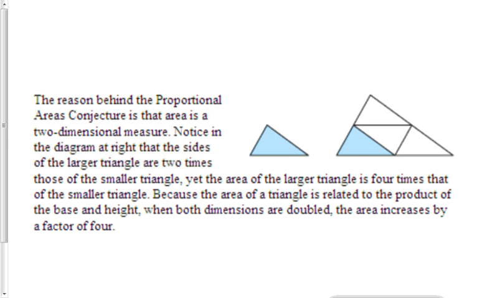So here's a visual of that conjecture. It says the reason behind the proportional areas conjecture is that area is a two-dimensional measure. Notice in the diagram at the right that the sides of the larger triangle are 2 times those of the smaller triangle. Yet the area of the larger triangle is 4 times that of the smaller triangle. Because the area of a triangle is related to the product of the base and height, when both dimensions are doubled, the area increases by a factor of 4.